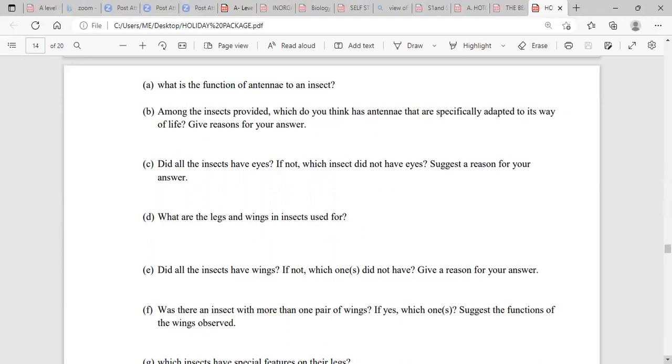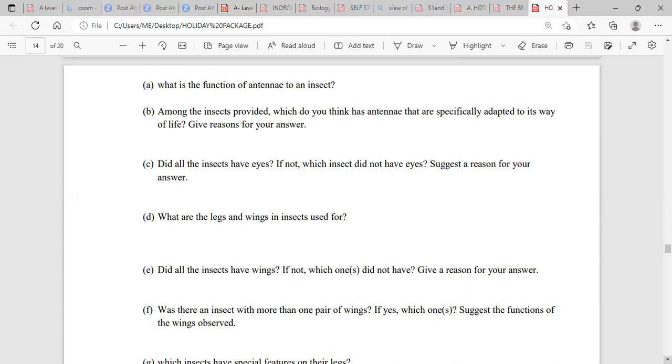Did all the insects have wings? If not all of them had wings, which one did not have wings? And give a reason for your answer. Support your answer as to why such an insect has no wings. Perhaps you should look at the kind of life that insect lives, how it is able to locomote, and where it stays, and then it should give you a reason why such an insect has no wings.